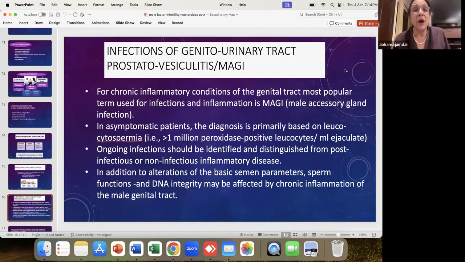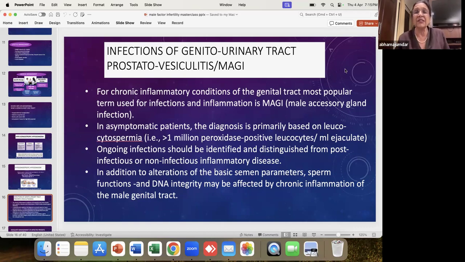Then we come to the second thing which we can treat. And how do you know about genitourinary tract infections? This is also known as MAGI, because all accessory organs, prostate, seminal vesicles, testes and urethra, anything could have the infection. First thing is, don't just go on a culture report. You ask the man if he's got any pain during urination, any frequency of urination, whether he has pain on erection or ejaculation. So any of these pains indicate that there is an active inflammatory process going on somewhere in the genitourinary tract.